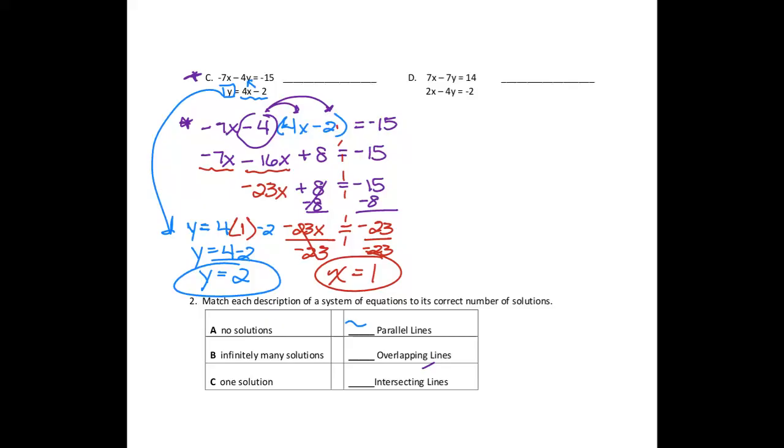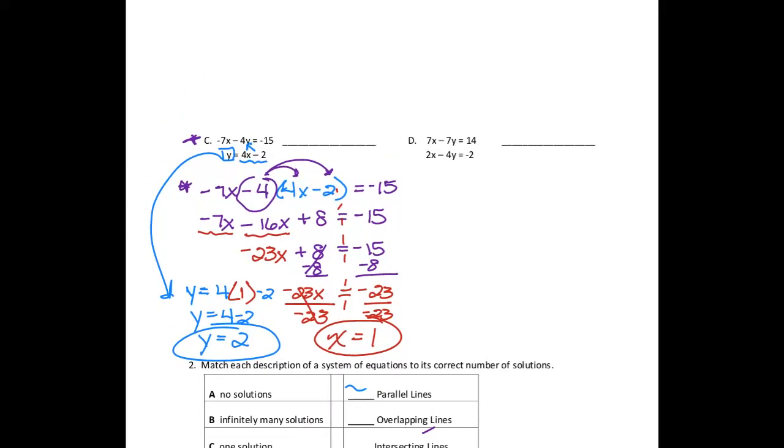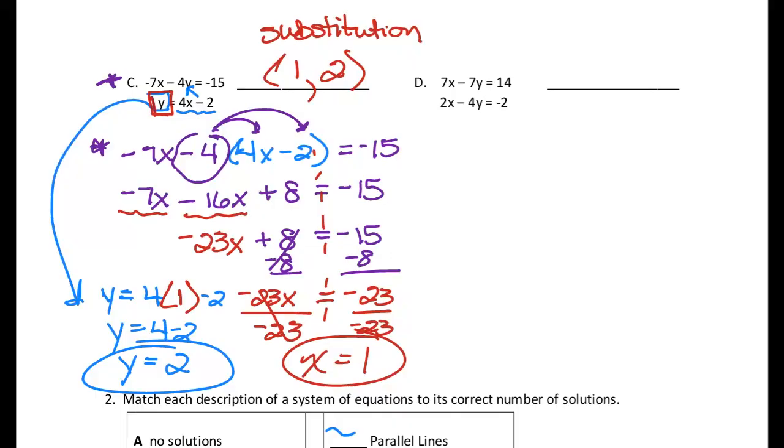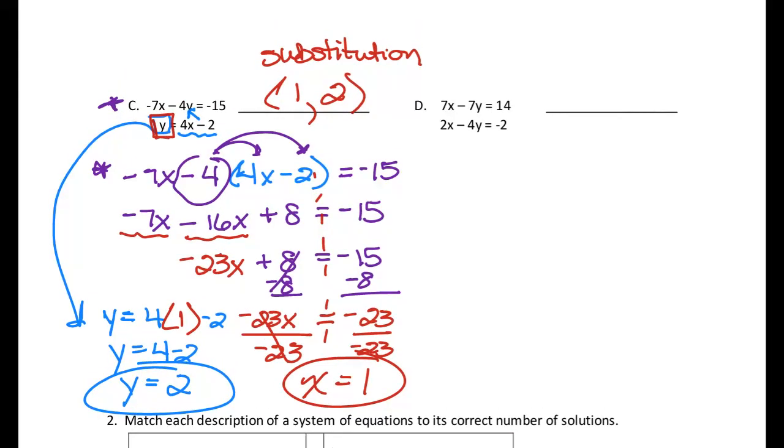That still is not the best way to show our answer. In a strictly math problem like this, we need to show it as an ordered pair. So final answer would be x is equal to 1, y is equal to 2, and what method did we say was the best method to use? We said substitution. And why did we say substitution? Because at least one of the variables, y in this case, was isolated. So we could easily substitute that value in.